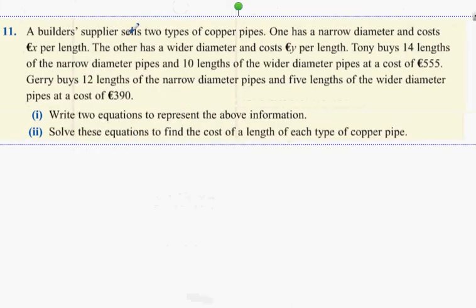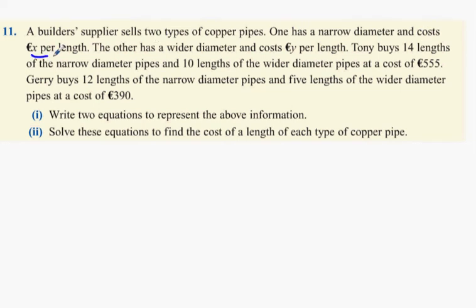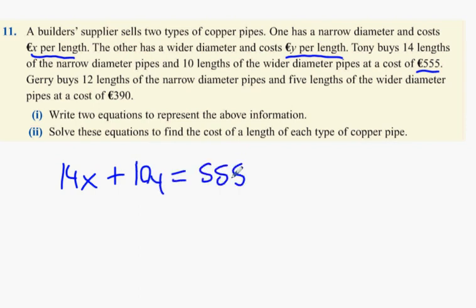Now, a builder sells two types of copper pipes. One has a narrow diameter and costs X euro per length. The other one has a wider diameter and costs Y euro per length. Tony buys 14 lengths of the narrow pipe and 10 lengths of the wider pipe. Okay, so what's 14 narrow pipes? 14x, because each narrow pipe costs X. How many wide pipes do we buy? 10y. What's the cost? 555.